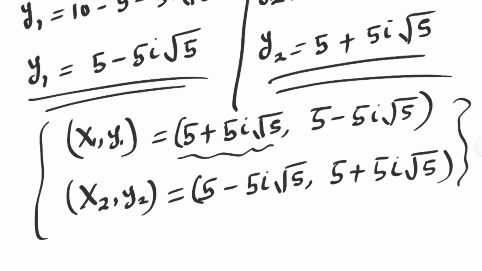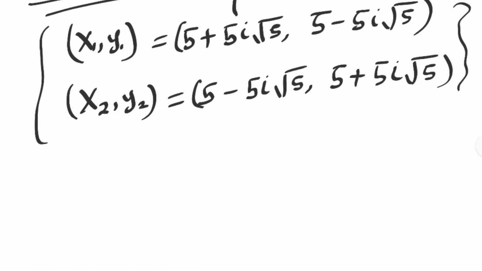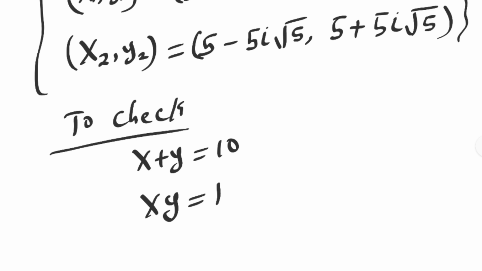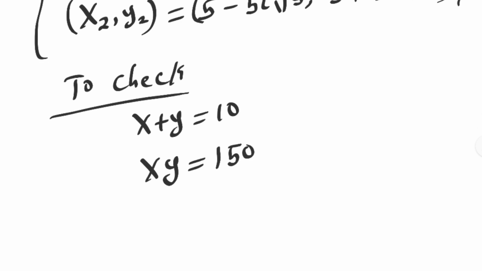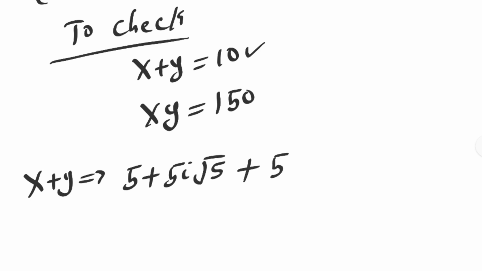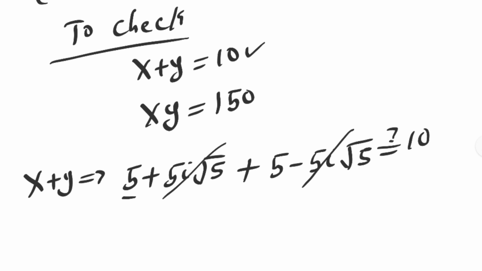We may check to confirm if this answer is right or wrong. Let's check. We have the given equations x plus y is equal to 10 and xy is equal to 150. Now let us consider this. x plus y can be written as 5 plus 5i root 5 plus 5 minus 5i root 5, which must be equal to 10. This cancels this. 5 plus 5, this is 10, is equal to 10, which is true.